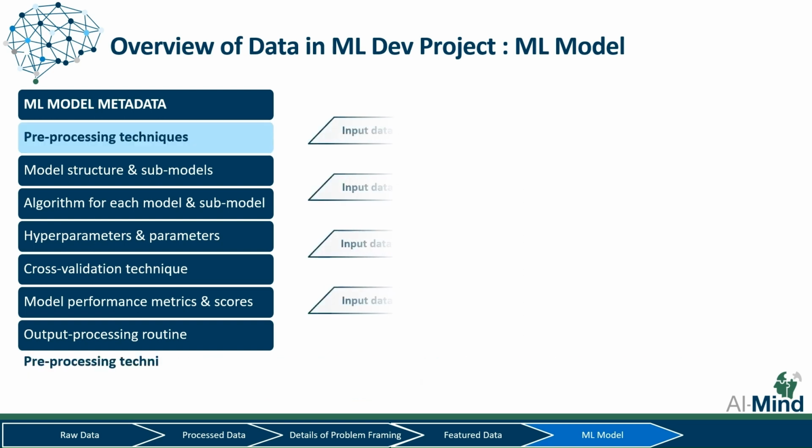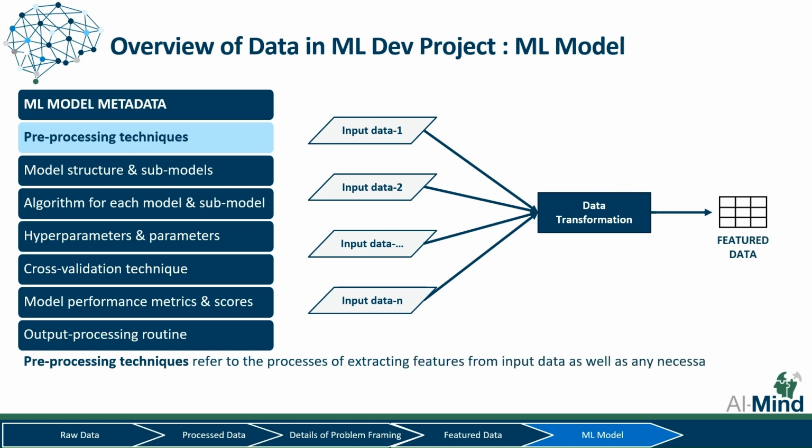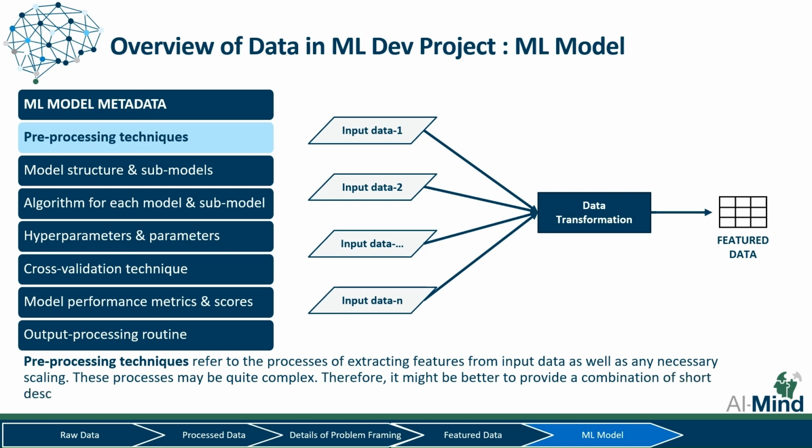Pre-processing technique refers to the processes of extracting features from input data, as well as any necessary scaling. These processes may be quite complex. Therefore, it might be better to provide a combination of short descriptions in free text format and a pointer to a particular function or code where the feature extraction is implemented.